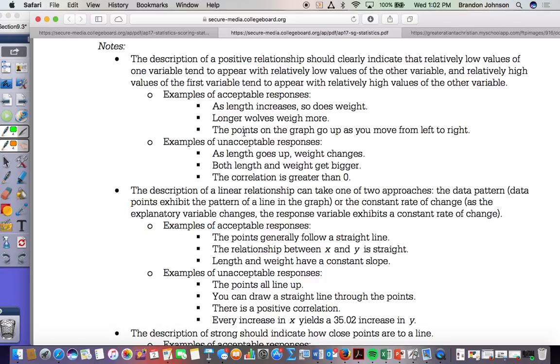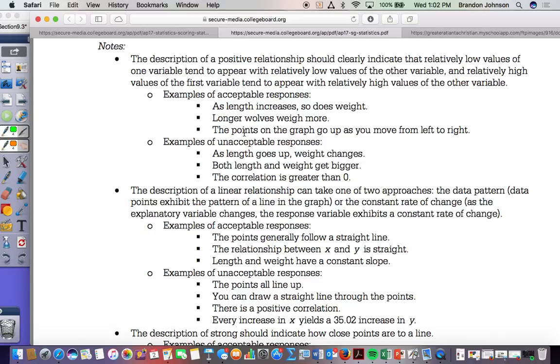Let's talk about linear first. These are examples of acceptable responses. If you did one of these, put a check mark. If you didn't, put an X. An acceptable response is, as length increases, so does weight. Longer wolves weigh more. Or the points on the graph go up as you move from left to right.